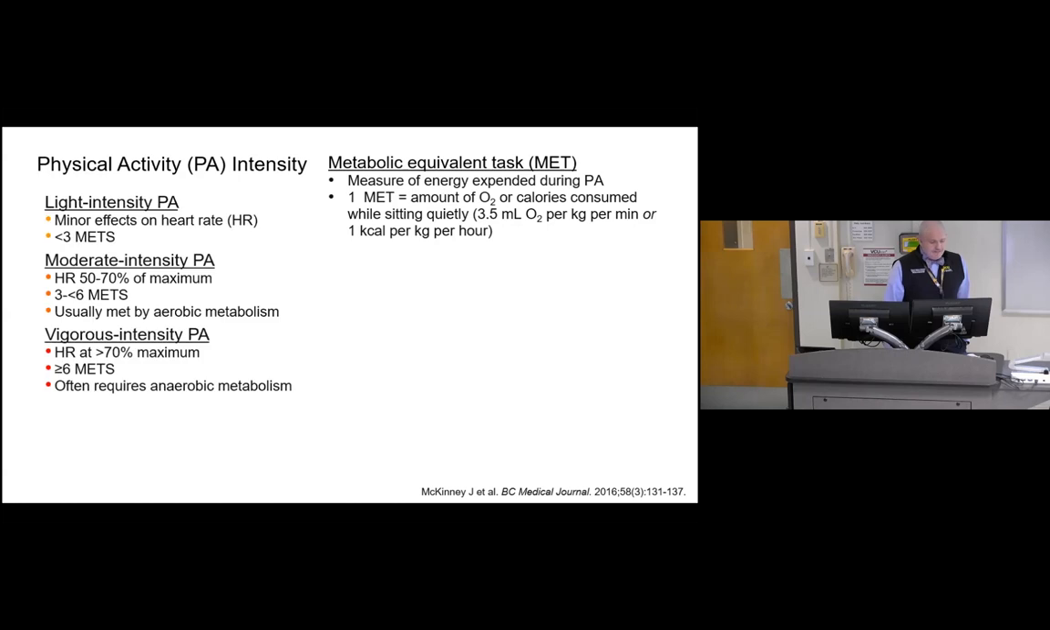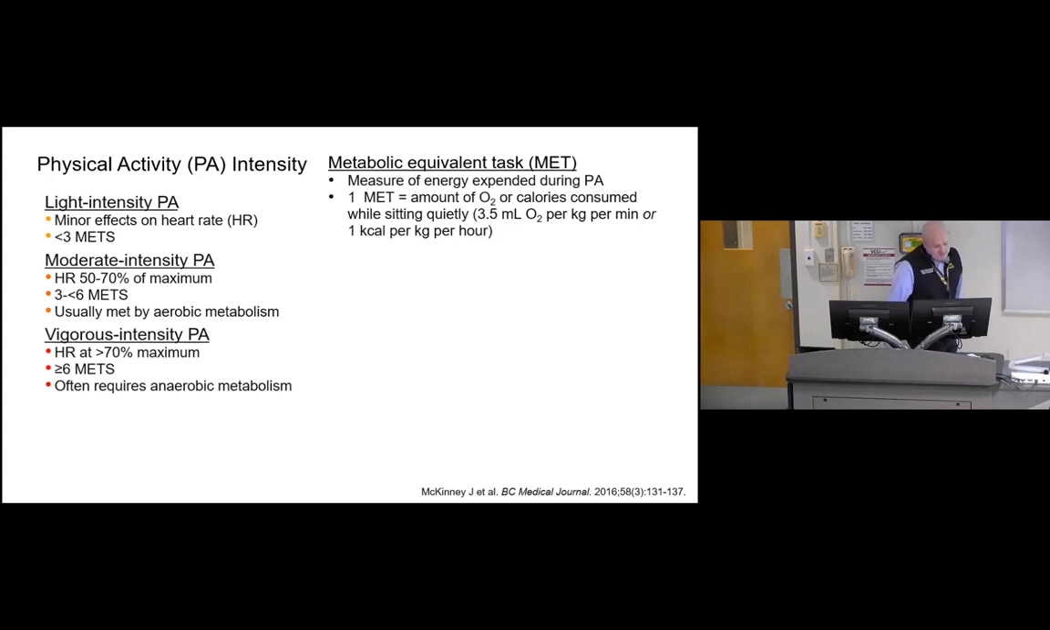And the classic measure is by the metabolic equivalent task, or MET. So this is a specific measure of energy expended during physical activity. And traditionally, one MET is defined as the amount of oxygen, or calories, that are consumed while an individual is sitting quietly. And then we'll grade different intensities of physical activity. The most common are light, moderate, and vigorous physical activity, and you see the definitions here according to METs. And part of why we do this again is that we know that different intensities of physical activity appear to have different impact on metabolism.